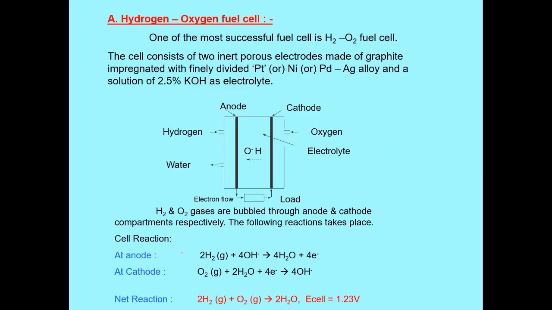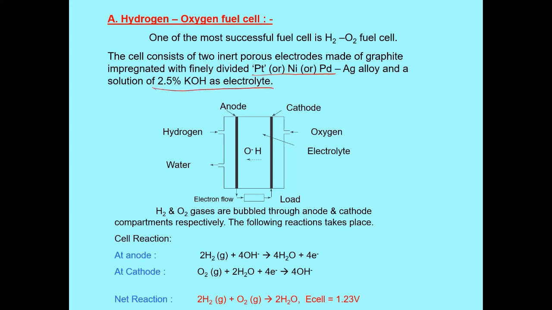Next we'll try to learn the first one, that is the hydrogen oxygen fuel cell. Whenever we go through different examples of fuel cells, the most important and most successful one is the hydrogen oxygen fuel cell. These cells consist of two inert porous electrodes made of graphite impregnated with finely divided platinum, nickel or palladium silver alloy, and a KOH electrolyte solution, about 2.5% KOH, will be used.